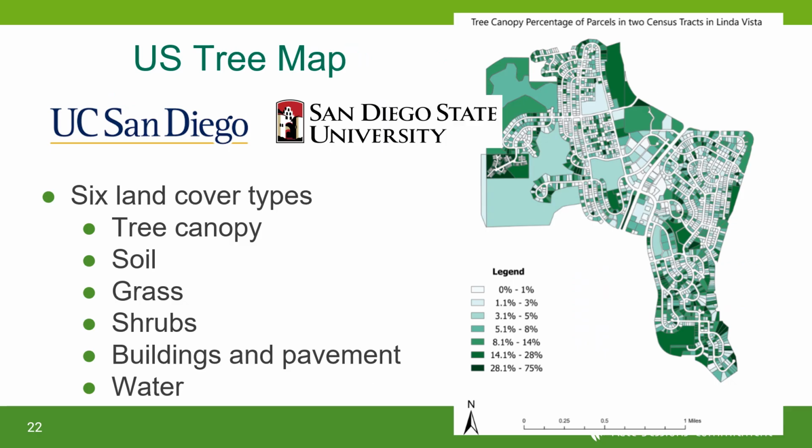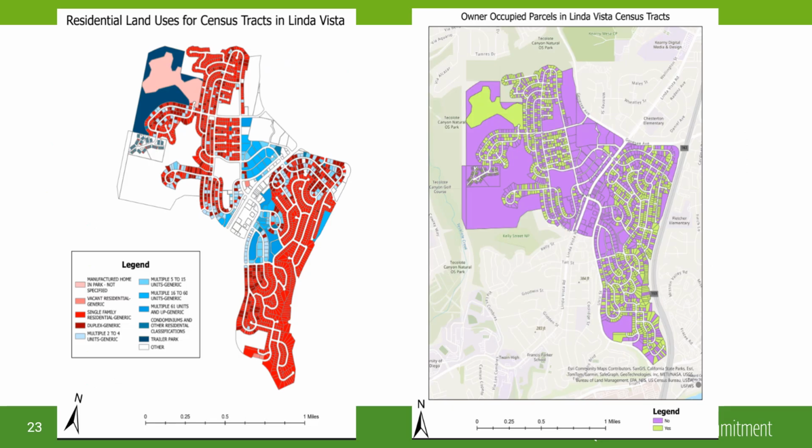Two years ago, UCSD purchased the City of San Diego data from 2014 and 2020. San Diego State interns have been analyzing the data, which includes percent of each parcel covered by 6 different land covers. Tree canopy percent is shown for parcels in Linda Vista. Maps can show land uses.